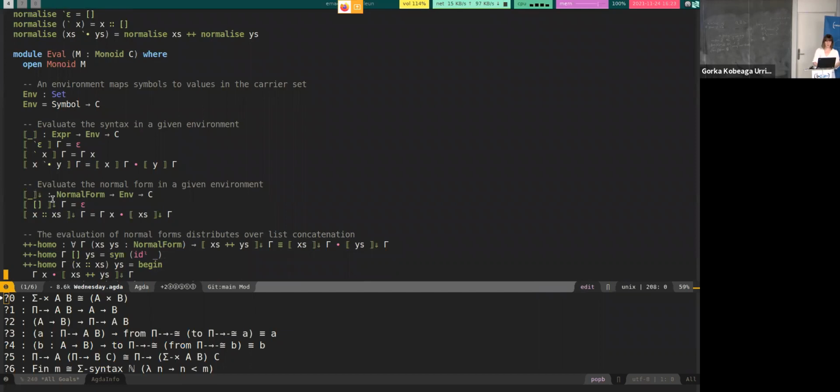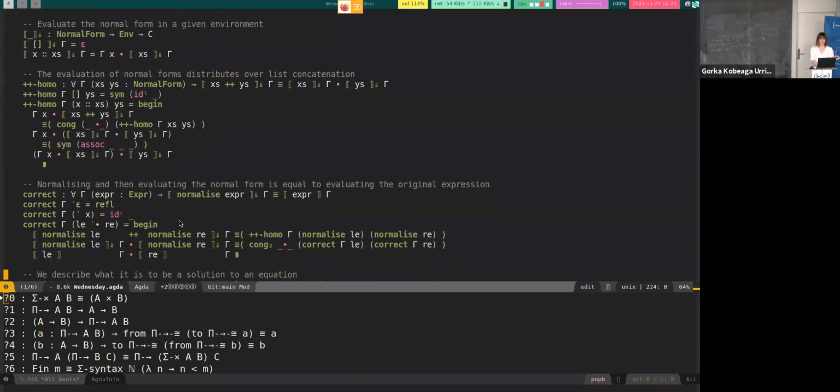For the evaluation on normal forms, we have only two cases: the case where it's an empty list, in which case I give epsilon, and the case where it's a cons, in which case I will evaluate the head and then compose it with the evaluation of the tail.